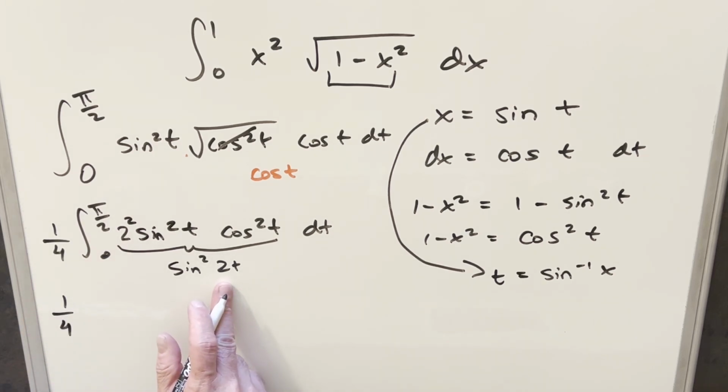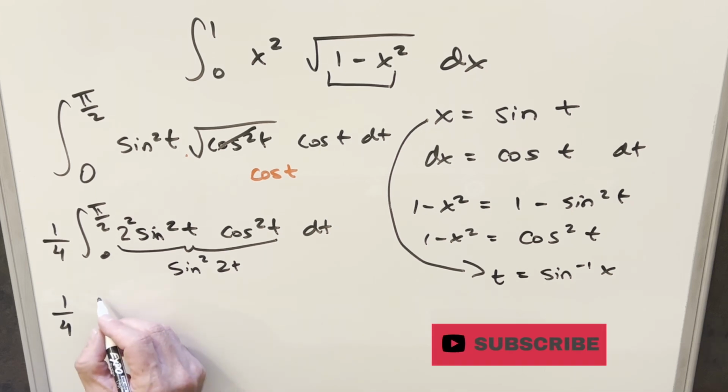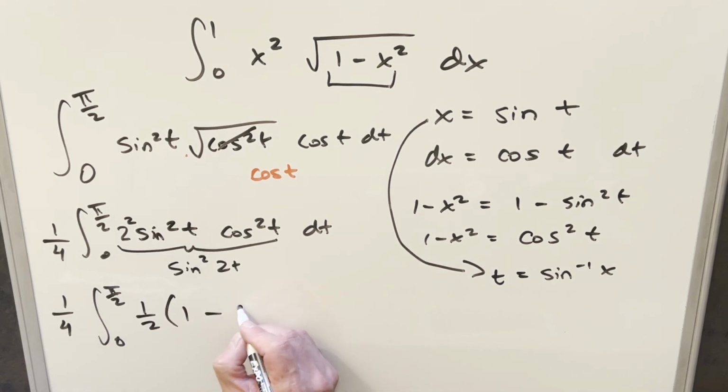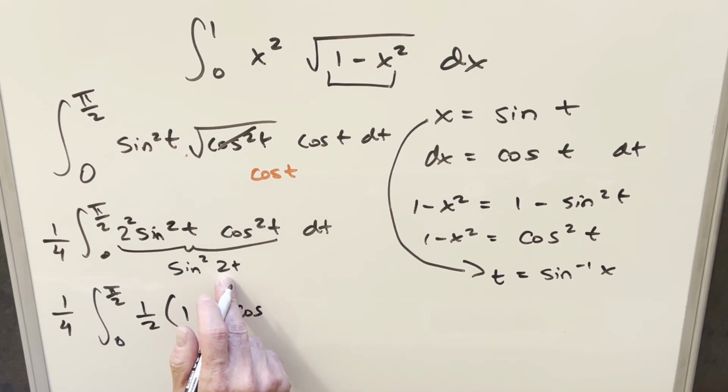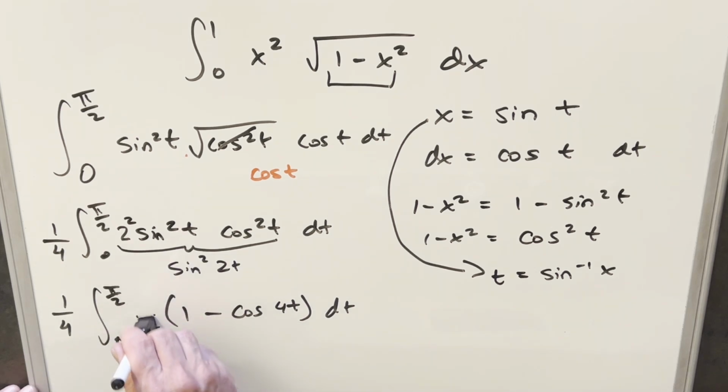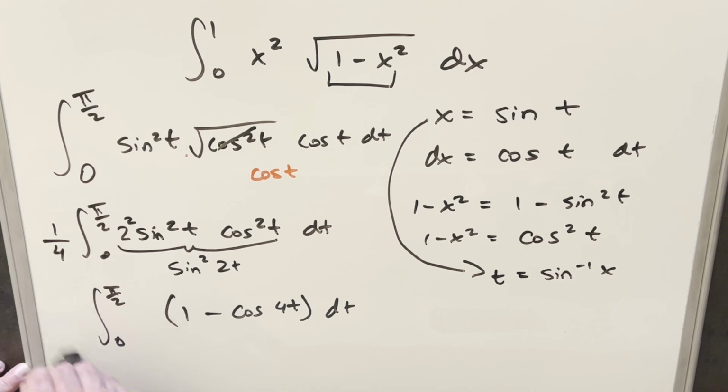So let's rewrite this again. Now I still want to reduce the power on this sine squared 2t so we can integrate it. Let's do that all in one step. We've got our bounds the same. Using the power-reducing formula, we'll write it as 1/2 in front, 1 minus cosine of the double angle. That's already doubled, so double that and we get 4t, and then this is just dt. Before we integrate, let's take this 1/2 out front, multiplying it by this 1/4, and this is going to become 1/8.